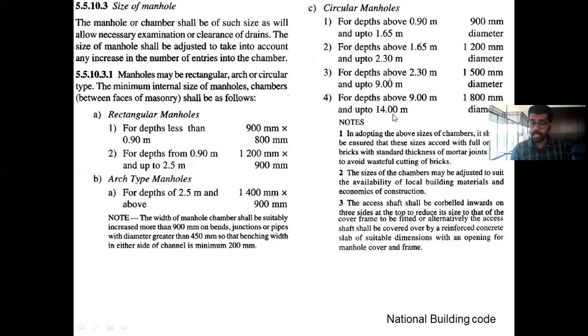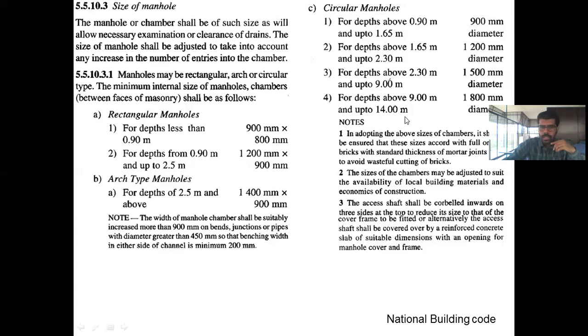So if a person is entering into it, a sufficient diameter of the manhole should be there. So for depths above 9 meter, 1500 mm diameter is being used. If you have approximately a manhole depth of 9 meter, don't give 900 mm diameter there. According to the depth, the manhole size will change.